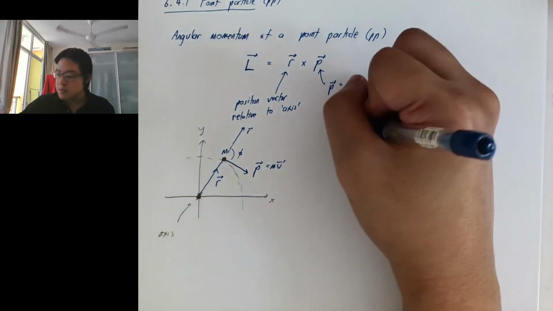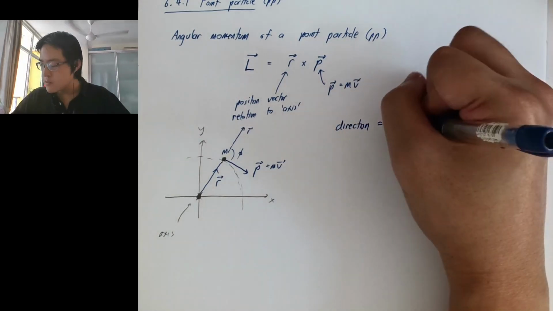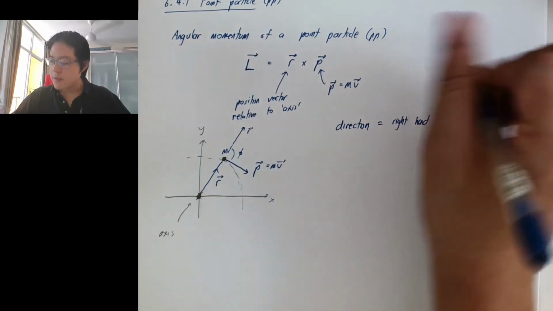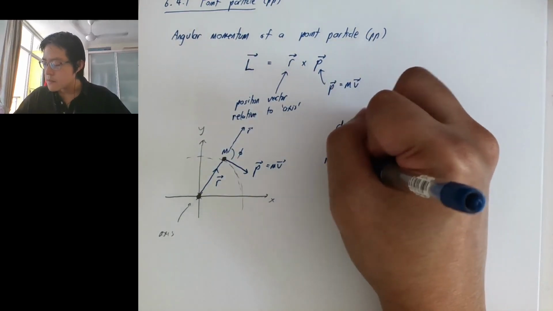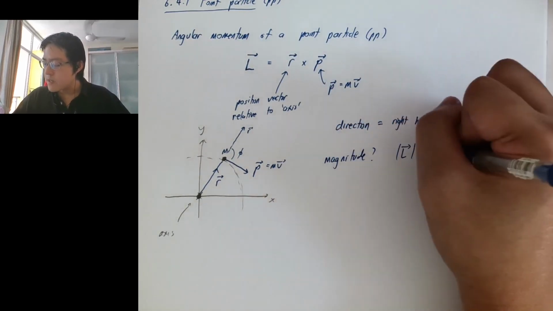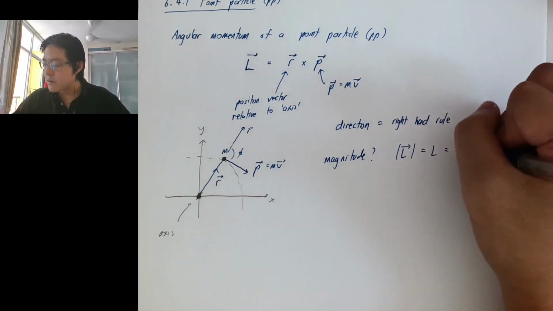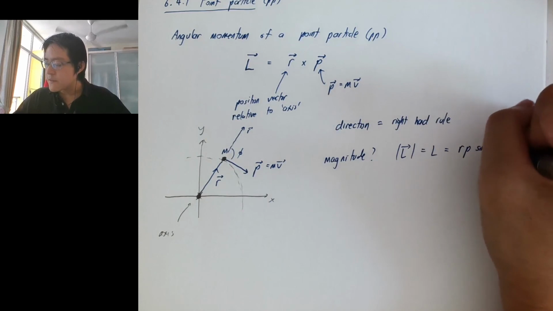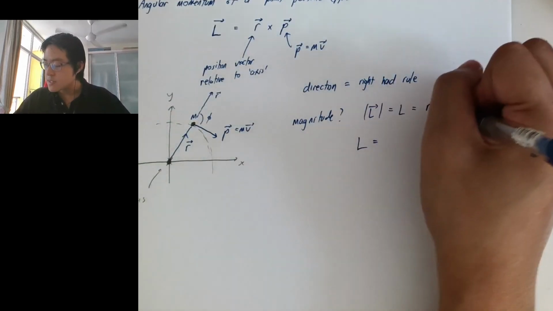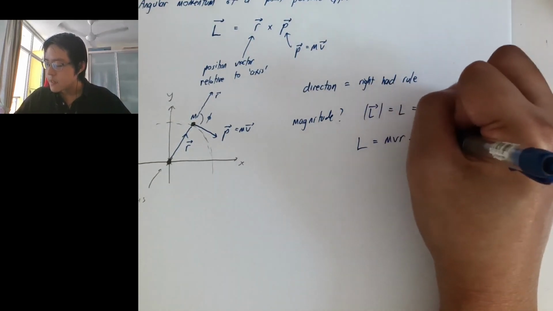So the direction is, you get it using the right hand rule, same as before, right? And then the magnitude. The magnitude of L, I just call this L without the arrow, is the same as the magnitude of the two vectors times the sine of the angle between the two vectors. So L is equal to, this is m times v, right? So this is mvr sine phi.